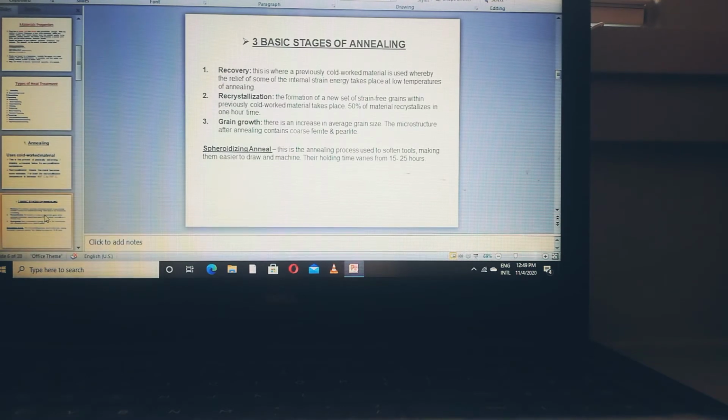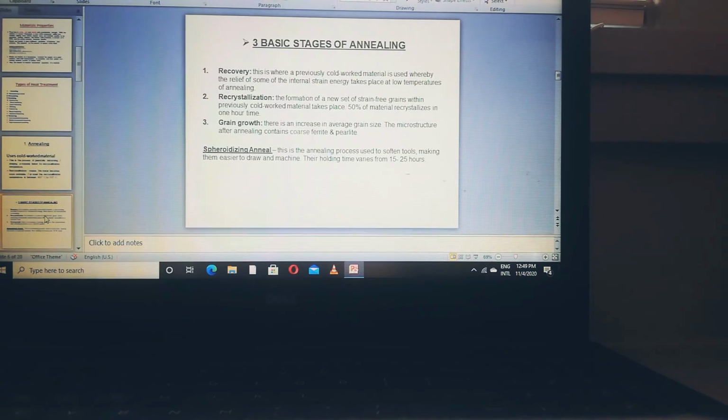The annealing process undergoes 3 stages. We're going to look at each stage. At stage number 1, we have recovery. This is where a previously cold worked material is used, whereby the relief of some of the internal strain energy takes place at low temperatures. And stage number 2, we have recrystallization. This is the formation of a new set of strain-free grains within the previously cold worked material.